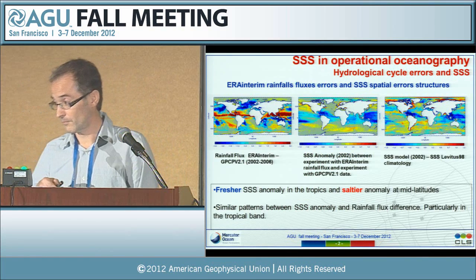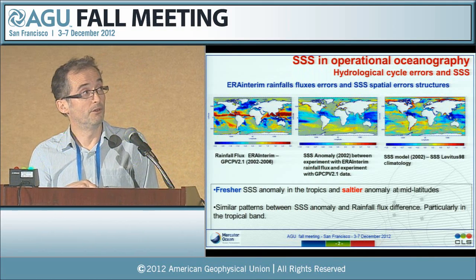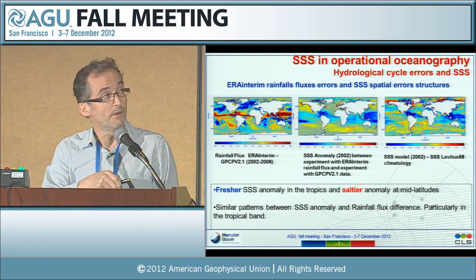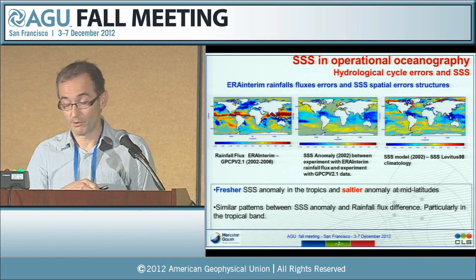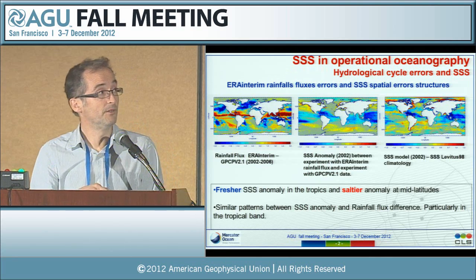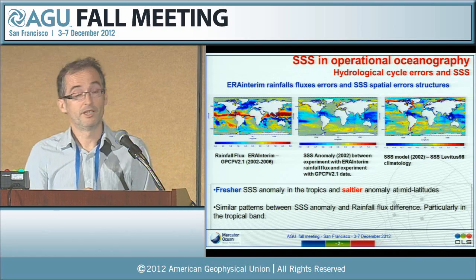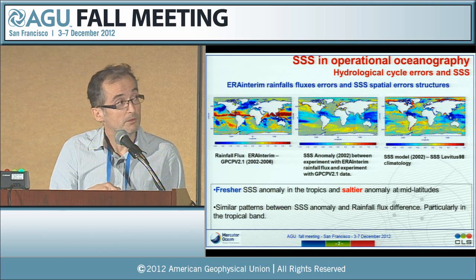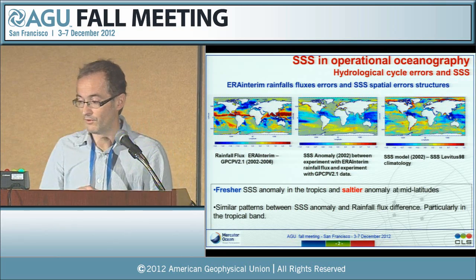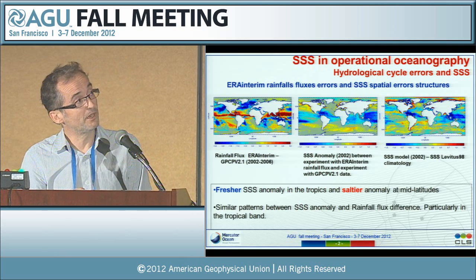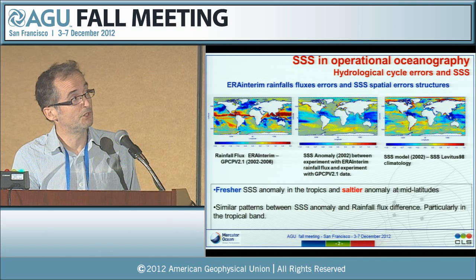Here I show you the strong link there is between the SSS error and the rainfall flux. On the right side, you see the SSS difference between assimilation using the rain flux from ERA-Interim and SSS Levitus. You see that there is a fresher SSS anomaly in the tropics and a saltier anomaly at mid-latitude. Okay, it's a free run, it's not a data assimilation run. And in both pictures, you see similar patterns between SSS anomaly and rainfall flux difference. It's a rainfall flux difference between ERA-Interim and GPCP.